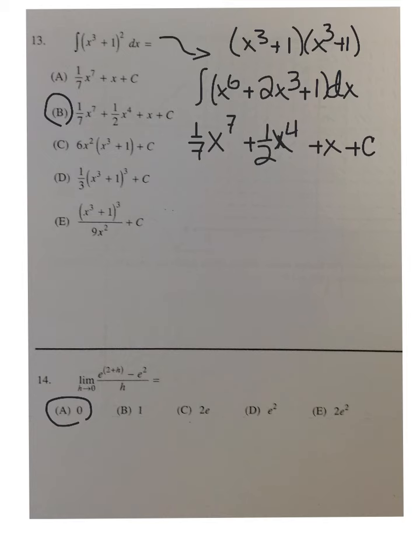Okay, 14, the answer is choice A. 14 is the definition of a derivative. I know this because it's a limit as h approaches 0, and we always have a difference up here. Usually, most often, it will have an h here and an h here. So I know this is the definition of the derivative. What it's asking me to do, essentially, is to take the derivative of a certain function.